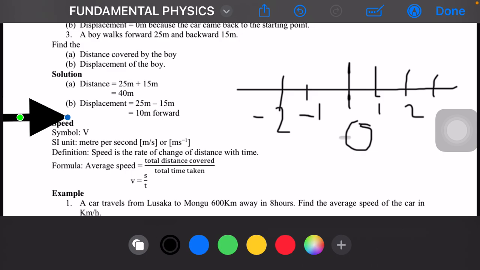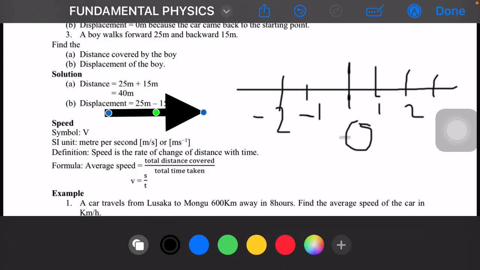Before I go, I have to explain this. Using the principle I've explained here, you apply it to this question. You notice that we have subtracted 15 from 25. Why? Because the boy walked 25 forward on the positive side, then went back 15. So we subtract and get 10 meters forward. You still end up on the positive part.